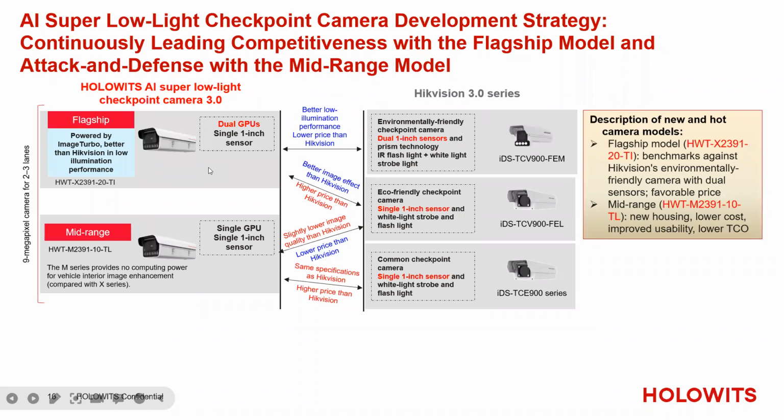Okay, this chart shows the competitiveness of our products. On the flagship products, we have better low-light performance and a lower price than high competitors. It's also competitive in the mid-range product. We have a new housing, lower cost, improved usability, and lower TCO. You can check the competitiveness.